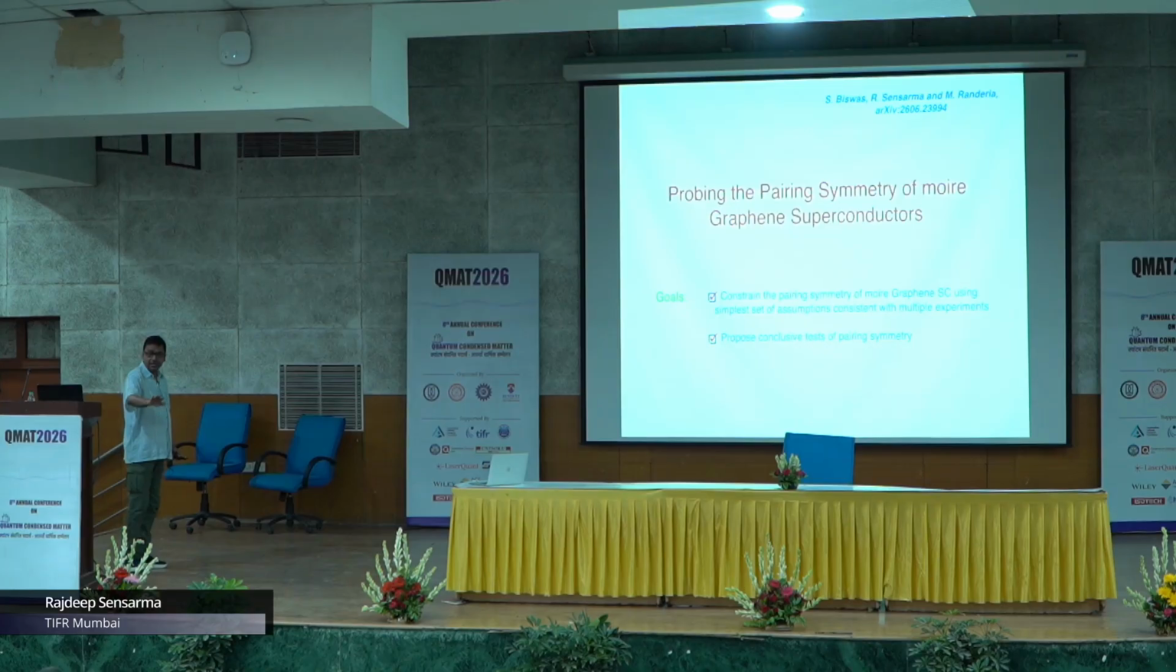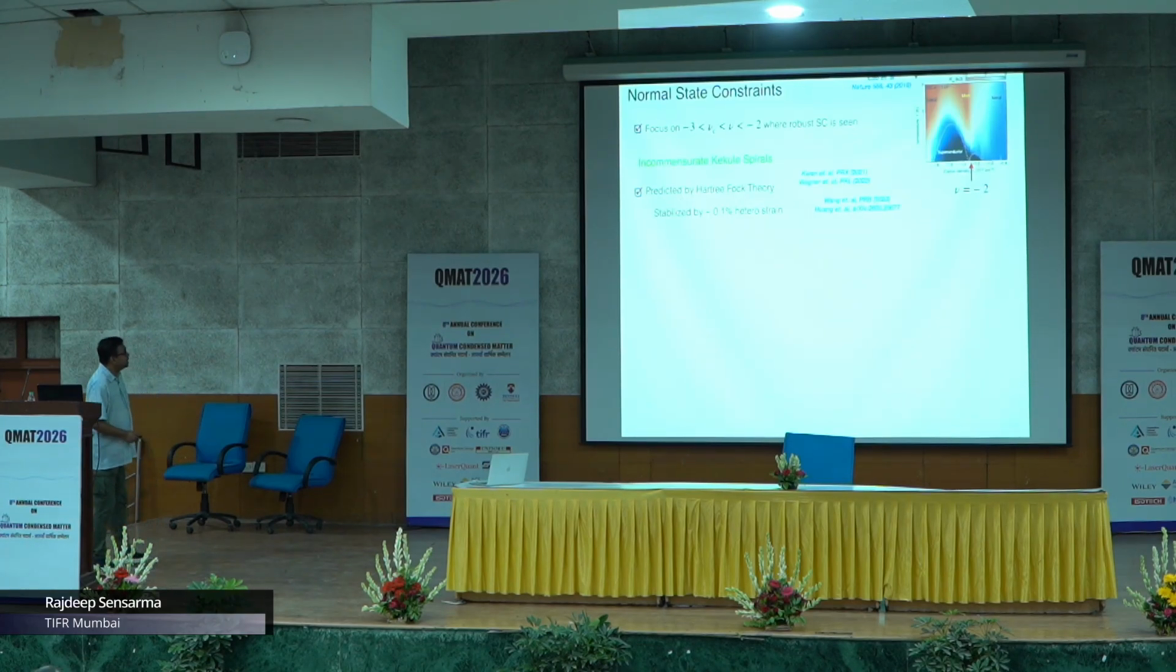We will take only the parts which are robust or have some experimental verification, and we will, as a result, leave out other theories which have not had experimental verification. Okay, and then the second part is, can we propose some conclusive tests which, like, our chair can go and do and measure and hopefully tell us what the pairing symmetry of these things are. Okay, so to do that, we start from the normal state, and we try to constrain our answers.